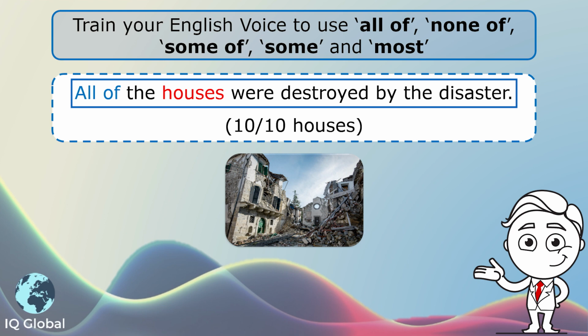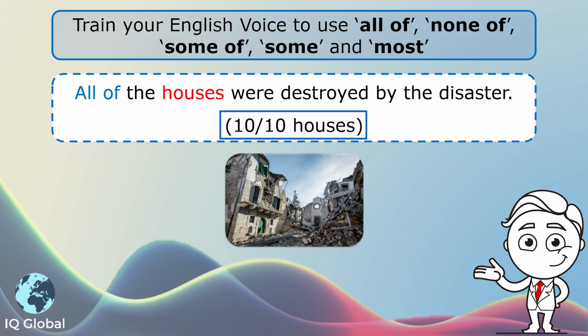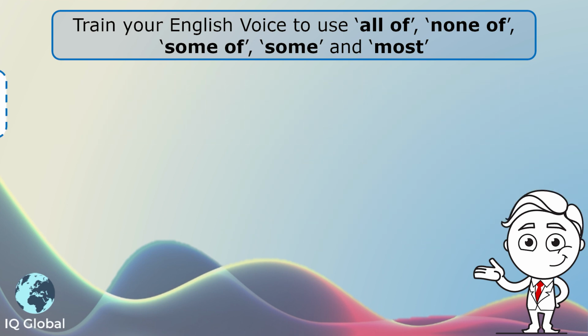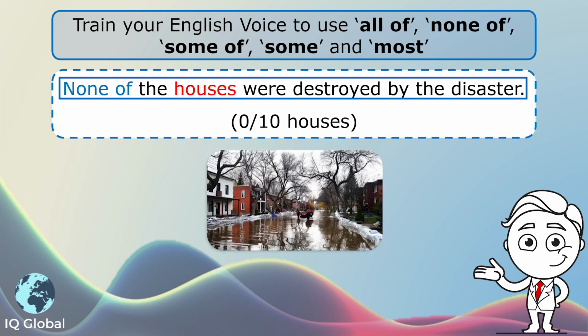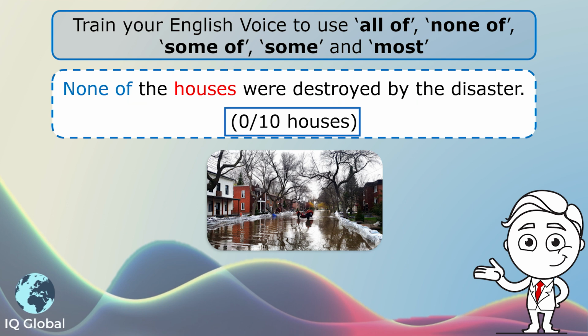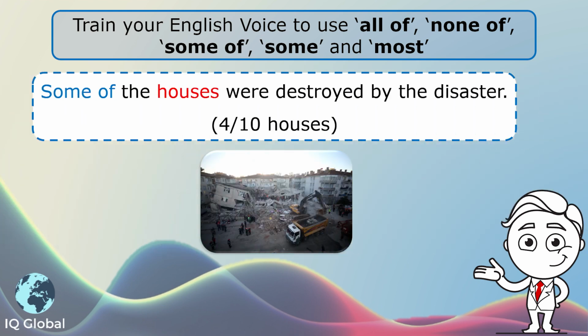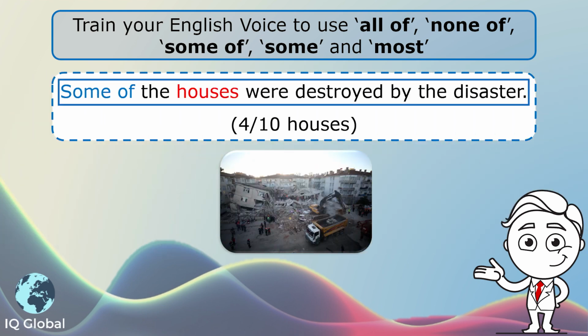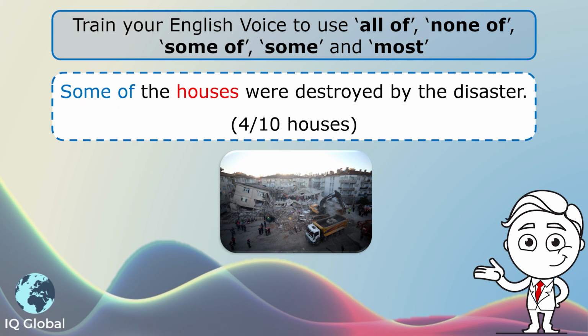All of the houses were destroyed by the disaster. That means 10 out of 10 houses were destroyed. All of. None of the houses were destroyed by the disaster. That means 0 houses were destroyed. 0 out of 10. None of. And the last one, some of the houses were destroyed by the disaster. So here we could have an example of 4 out of the 10 houses. So some of.